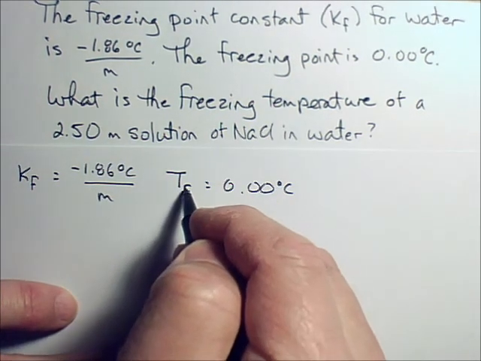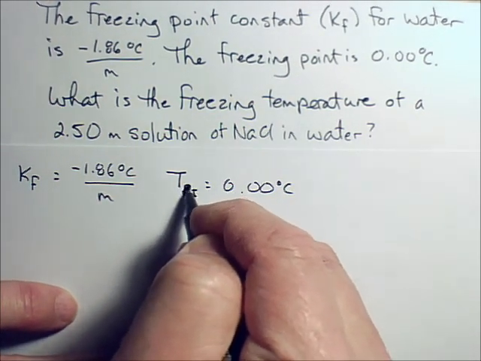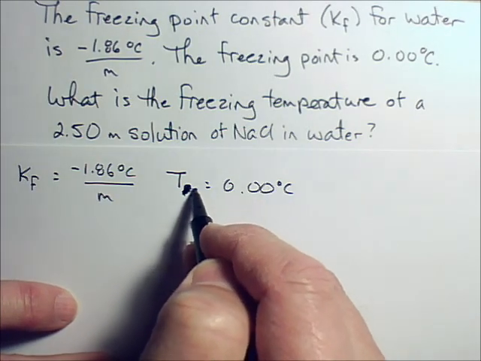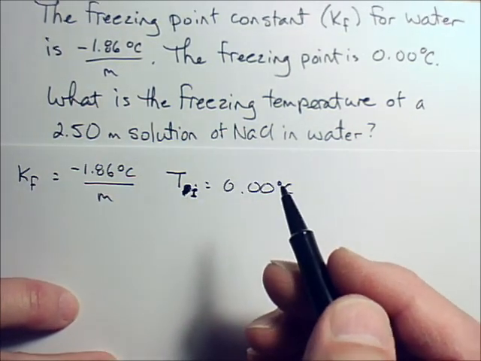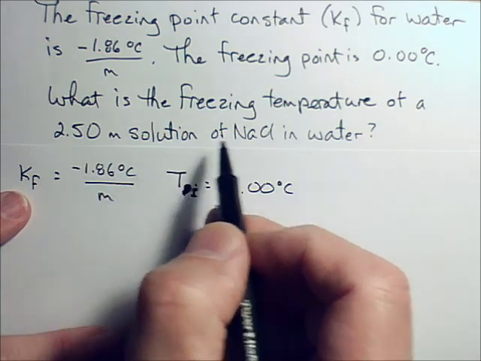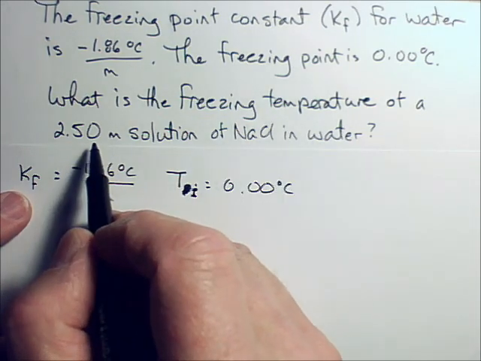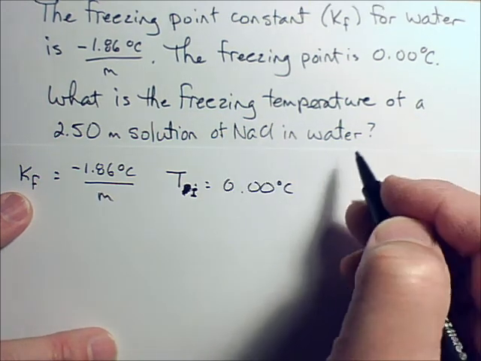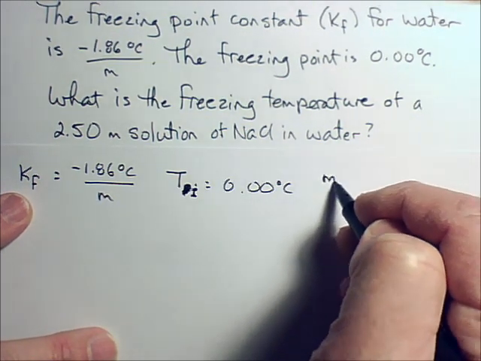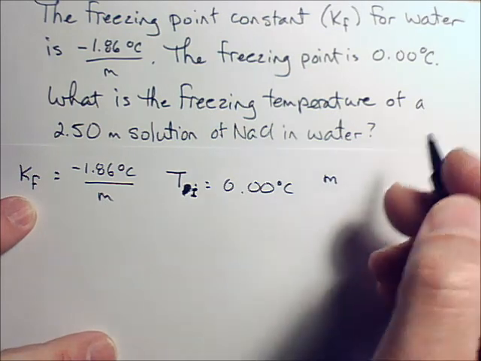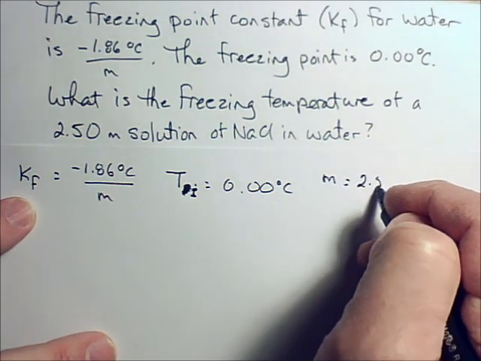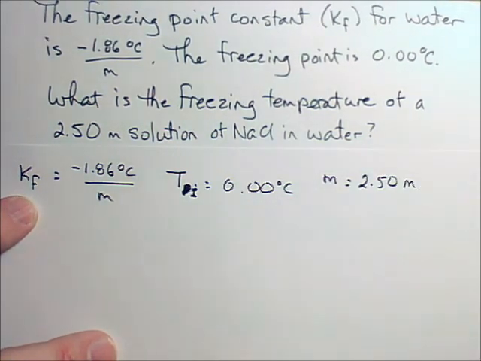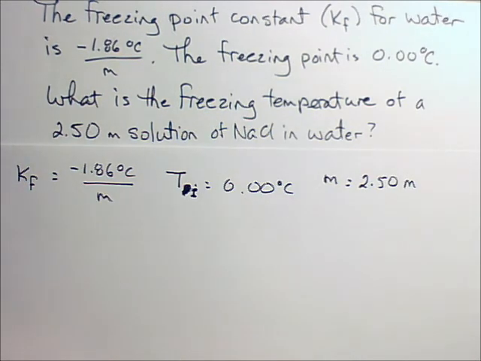Actually, that's temperature initial, the initial temperature. So that's T, and you can make a little I, capital I, I don't care. And then the final temperature is going to be that freezing temperature if I have a 2.50 molar solution of NaCl. So the solution's concentration in molality is 2.50 mole concentration.